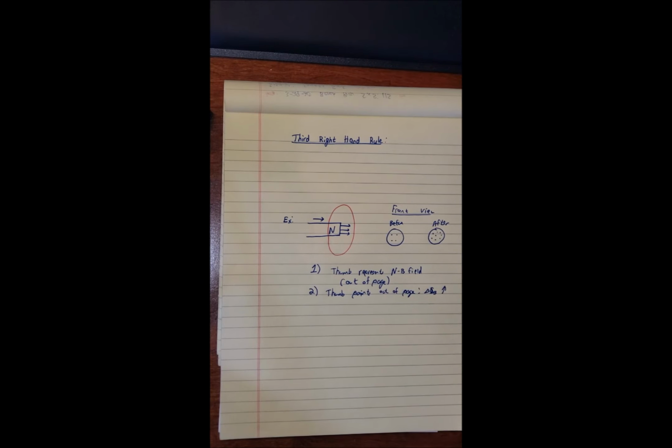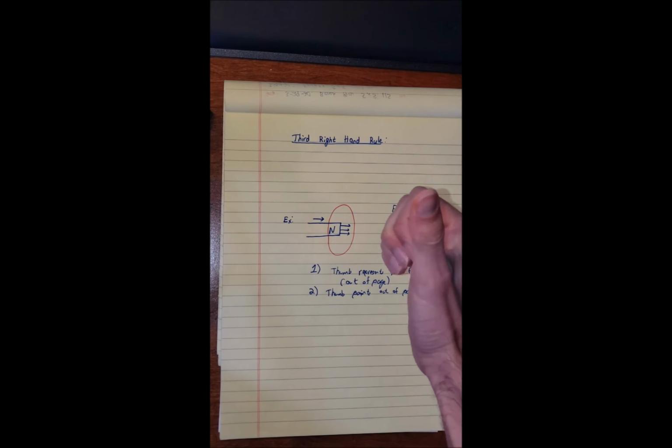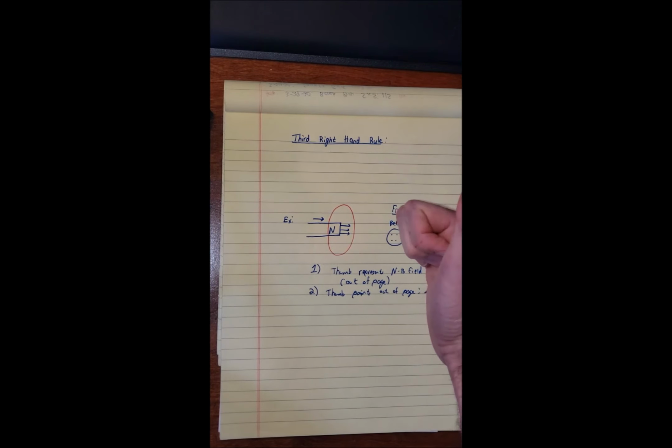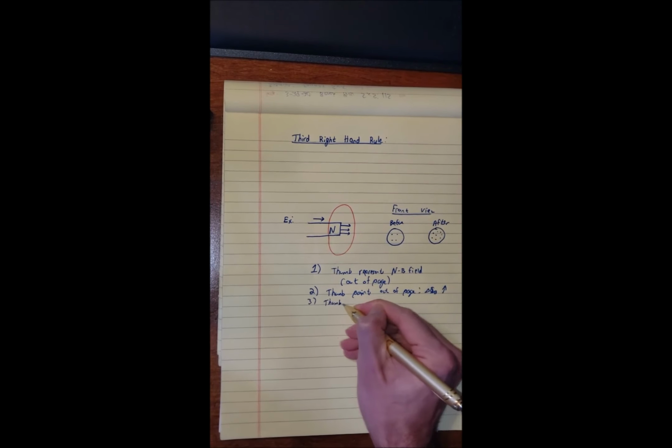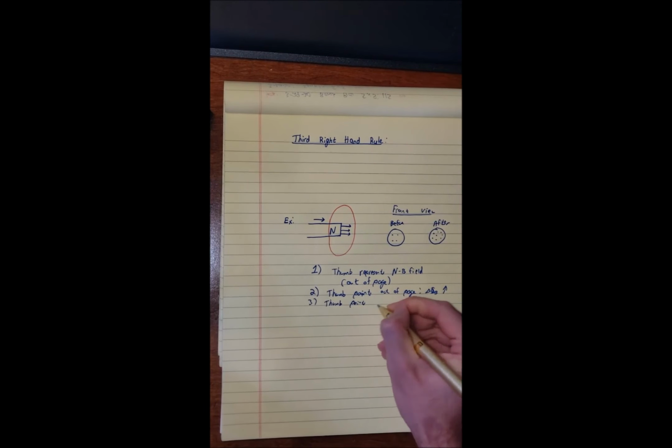But then the third step is we want our thumb to represent the induced magnetic field, and that's going to be the opposite of the change in the magnetic flux. So now we have to flip our thumb going into the page to represent the induced magnetic field. So step 3, thumb points into page, and that's the induced magnetic field.